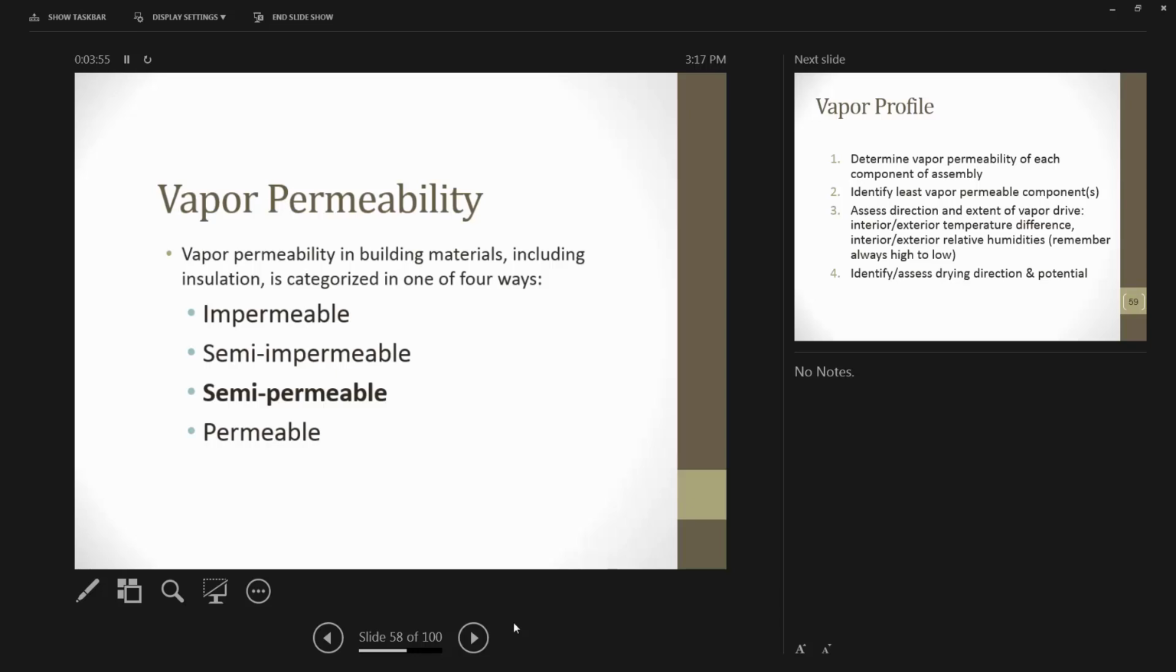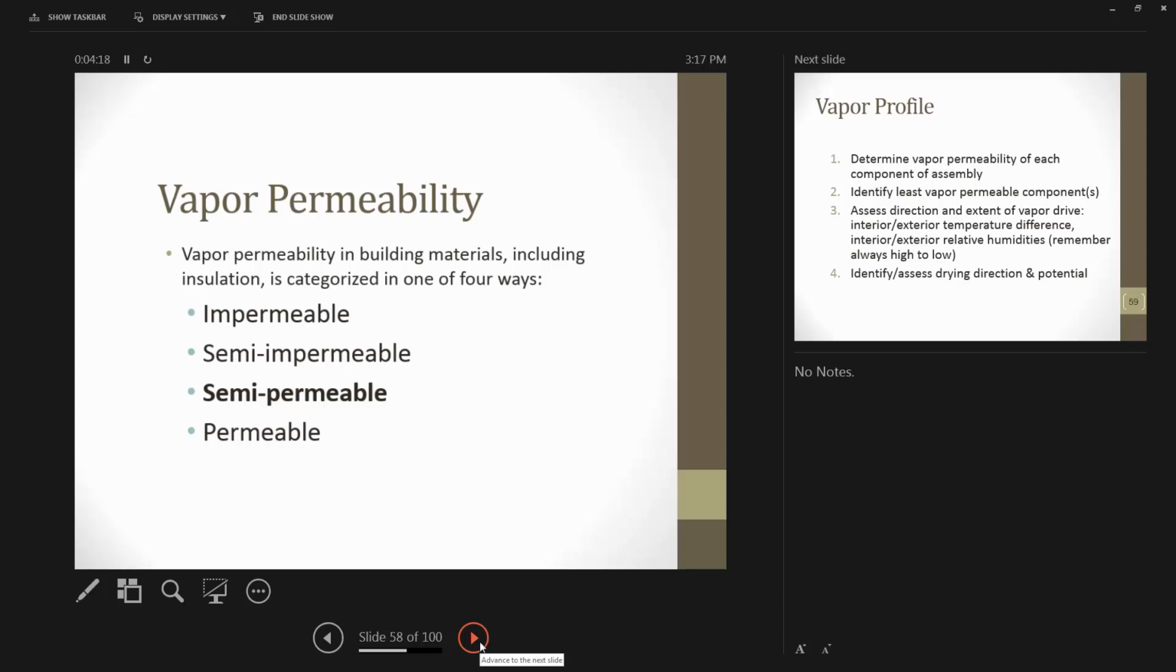And several of the buildings got built and had incredible moisture problems. Other ones got into the energy modeling phase after they'd spent hundreds of thousands of dollars in design and found out that the wall assembly wasn't going to work. So what we're going to talk about, the first thing is just evaluating the vapor profile of the wall.